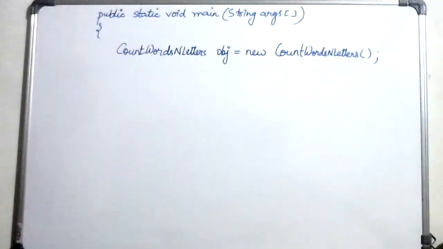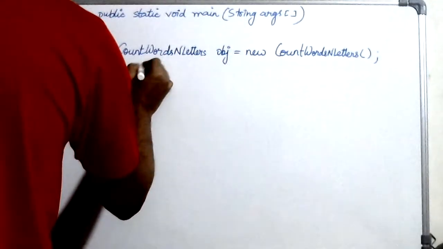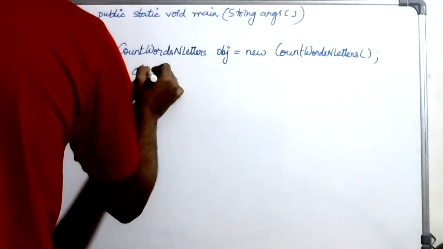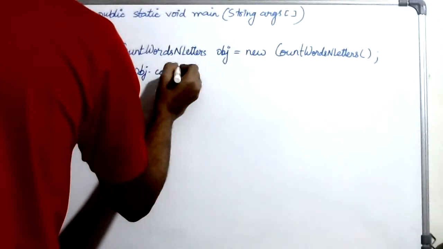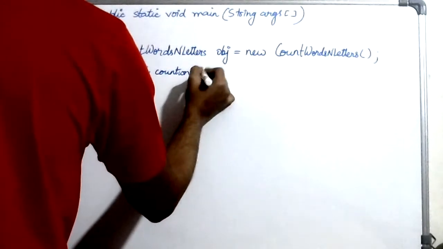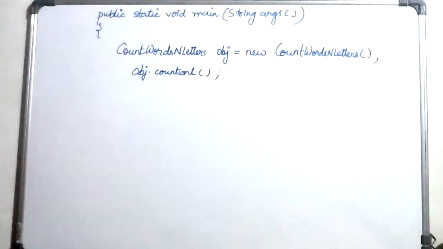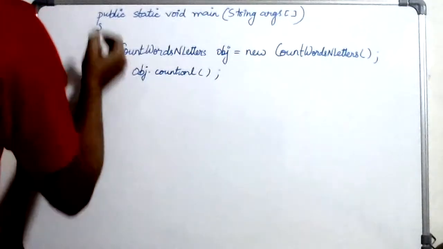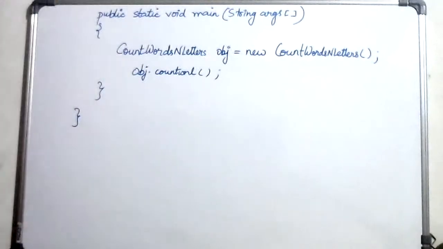Now that we have defined an object, we'll use the object to call the function. obj dot. So the function was called count WNL. It did not take any arguments, and just by calling this function, we have done everything that was defined inside the function. So we have taken an input, we have counted the letters and words, we have displayed them, and our main function ends here and the class ends here.